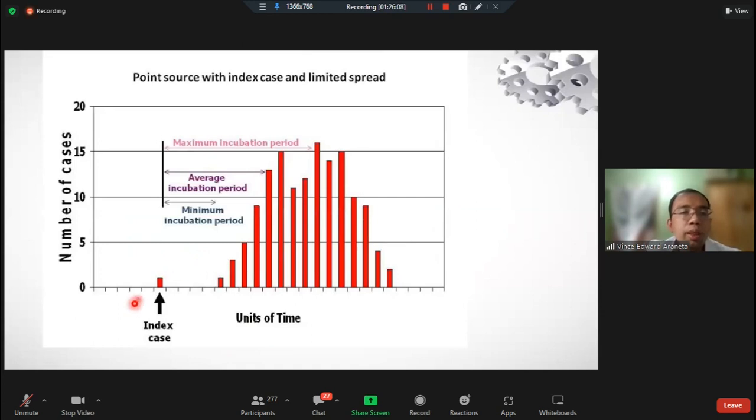For the point source with index case and limited spread curve, here a single index case, for example a returning traveler, infects other people and cases arise after an incubation period. So the outbreak wanes when the infected people no longer transmit the infection to other susceptible people, perhaps because of successful control measures. So the graph here suggests that the control measures were successfully done and achieved quite quickly.